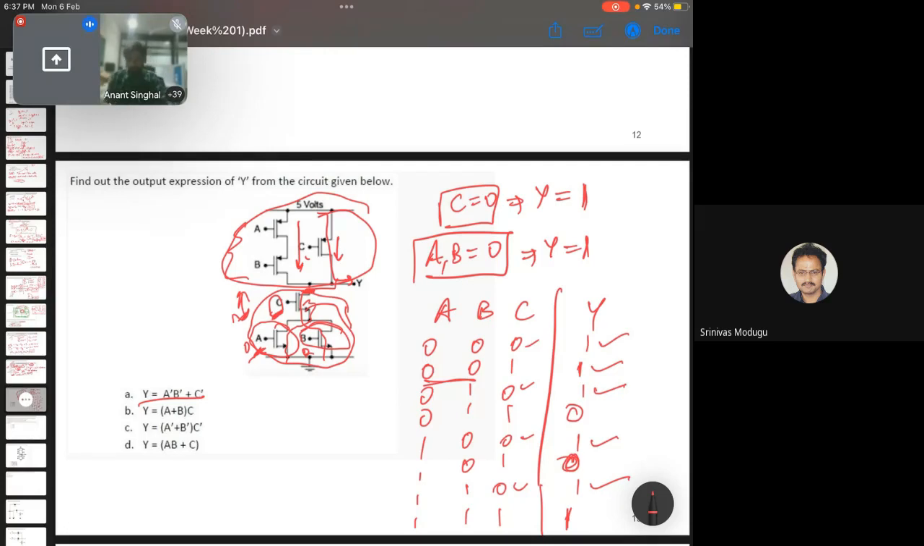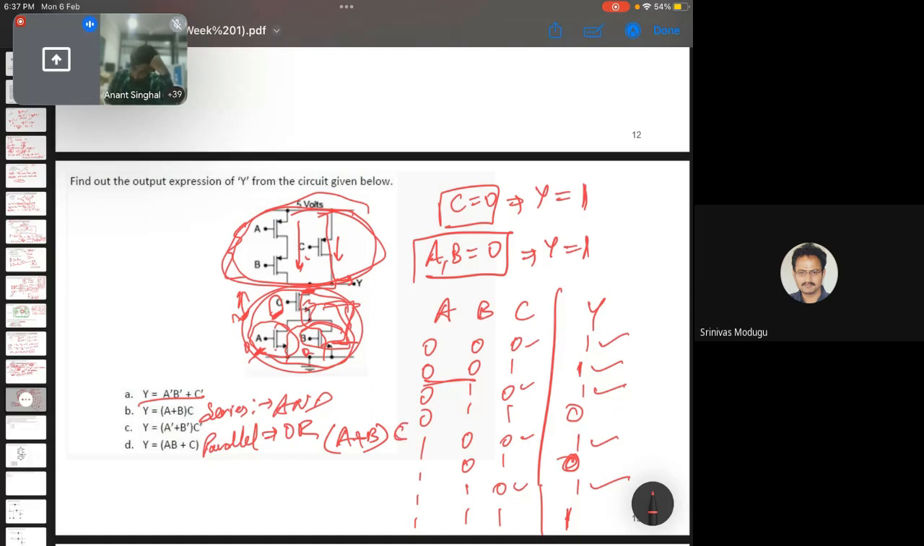So once you see this CMOS logic, you can just look at the NMOS circuit. Wherever NMOS are connected in series, it is nothing but an AND. So the shortcut is: if NMOS are connected in series, it is an AND operation, and when NMOS are connected in parallel, it is an OR operation. So here we can see A and B both are in parallel. So this is nothing but A plus B, which is in series with this C. So it is (A plus B) into C.